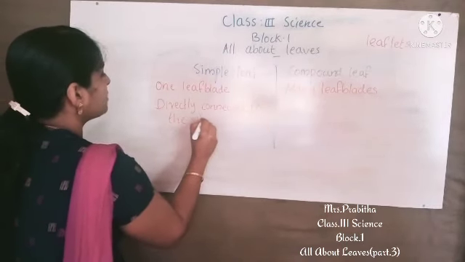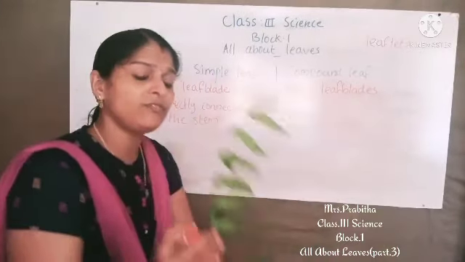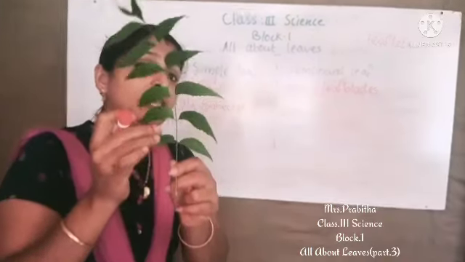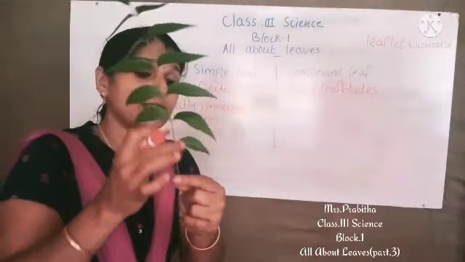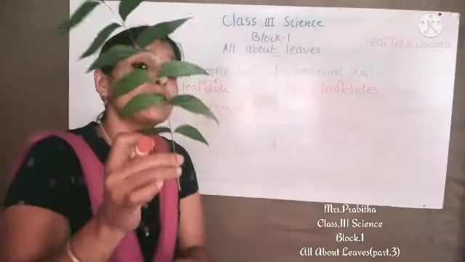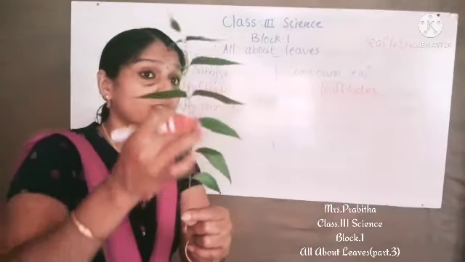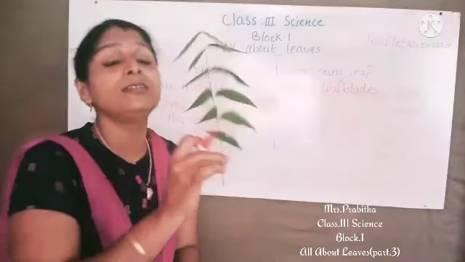But in the case of a compound leaf, how is it connected, children? In a compound leaf, many leaves are connected to a single stalk. You can see one big line here. What is that? It is the stalk of this leaf. So many leaves are connected to a single stalk.